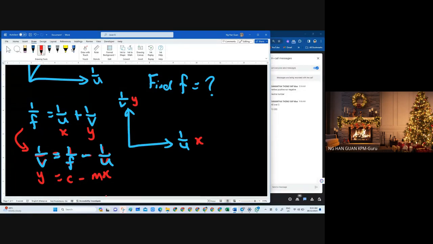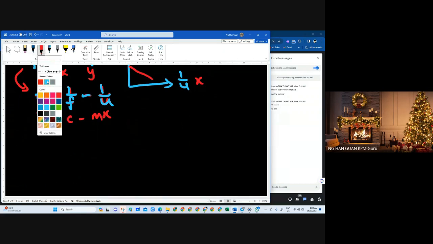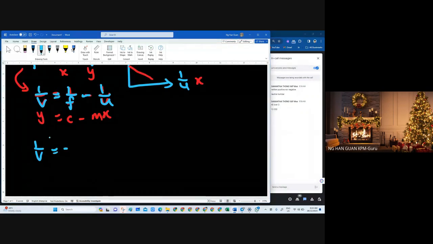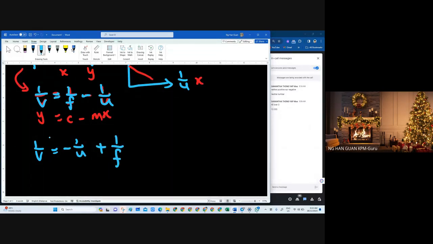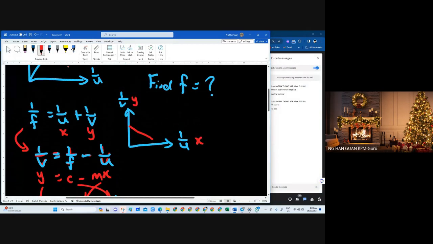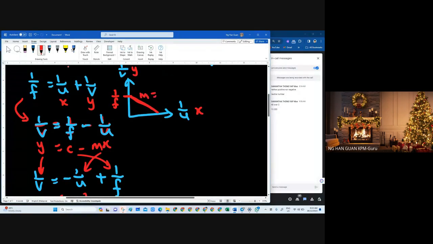So according to this, our graph should have a negative gradient, and then we have the intercept. According to these equations, we have 1 over V equals negative 1 over U plus 1 over F. So it's similar to the general equation, where this is Y, this is MX, this is C. So the gradient is negative 1, and the intercept here is 1 over F.